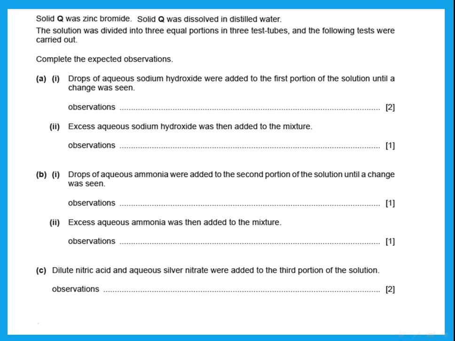So he's adding drops of aqueous sodium hydroxide to the first portion of the solution until a change was seen. Now, if I add drops of sodium hydroxide to something that contains zinc bromide, is this a test for zinc or is it a test for bromide? Sodium hydroxide is a test for the metal ion. So it's zinc, so I'm testing for zinc. Okay, what happens if I put sodium hydroxide on zinc ions? You should remember that if I'm adding it drop by drop, I get a white precipitate. And then if I add excess, what happens to the precipitate? The precipitate dissolves to form a colorless solution.